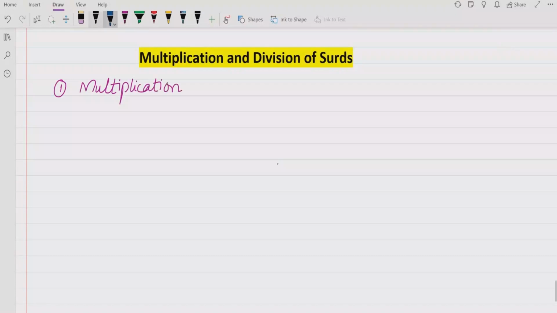In multiplication, let's suppose you have two surds, root A and root B, with a multiplication sign between them. What you can do is make one single radical sign, multiply both of them, and write both inside the radical sign. So this is the multiplication of surds.